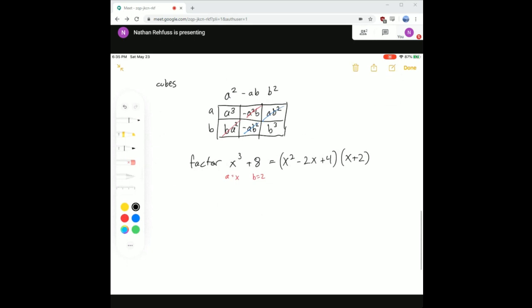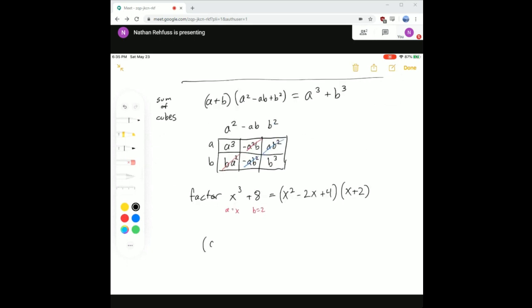As a matter of fact, if we switch up the signs here, a minus b times a squared plus ab plus b squared, go ahead and make the 6 boxes for this one if you'd like. But otherwise, you could take it on faith. This really is a cubed minus b cubed. So this is a difference of cubes.